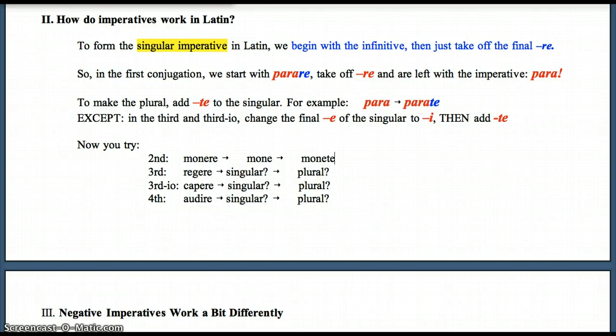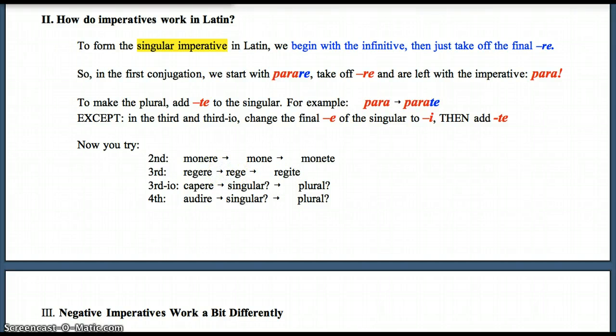The third now, for regere, remember that this is third, and so this exception holds true, but not yet. This is a singular. Rege. Now we have to pay attention to our exception. Regite is what we're going to end up with.